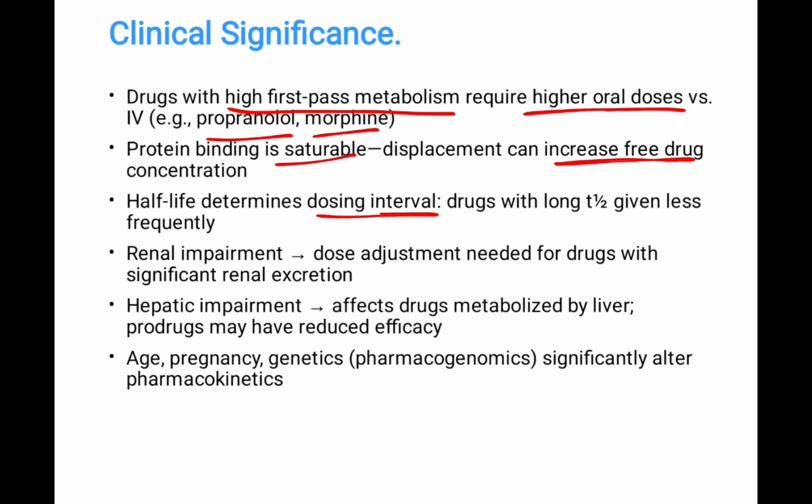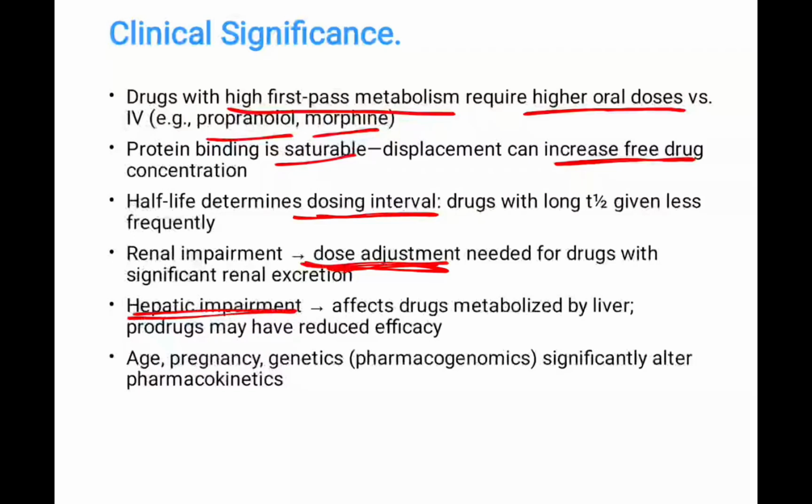Half-life determines the dosing interval of a drug. So drugs with a longer half-life give less dosing frequency. If a drug has a longer duration, it has a longer half-life, you can have once daily dosing or twice daily dosing. But a drug with a shorter half-life has to be given frequently. Renal impairment, dose adjustment for drugs that are being excreted by the kidney. If a patient has renal impairment, then there needs to be adjustment in the dose for drugs with significant renal excretion. The drug is excreted by the kidney and the kidney is impaired, the dose has to be adjusted.